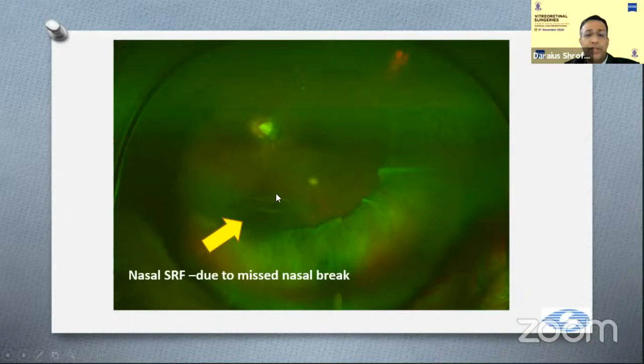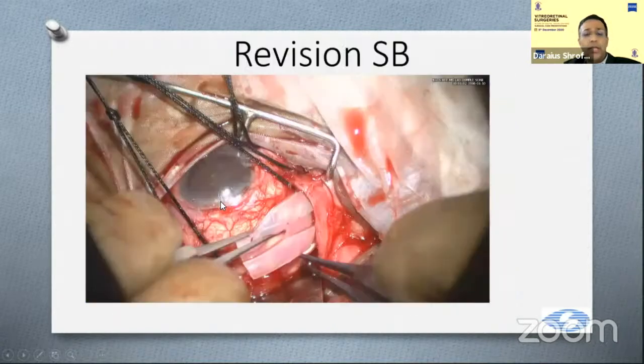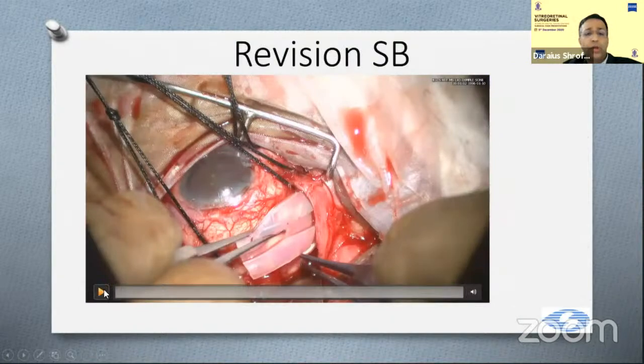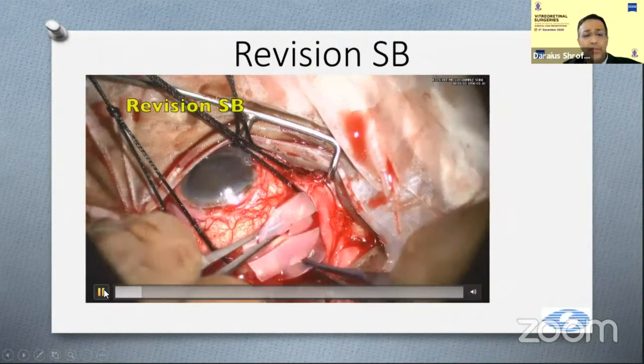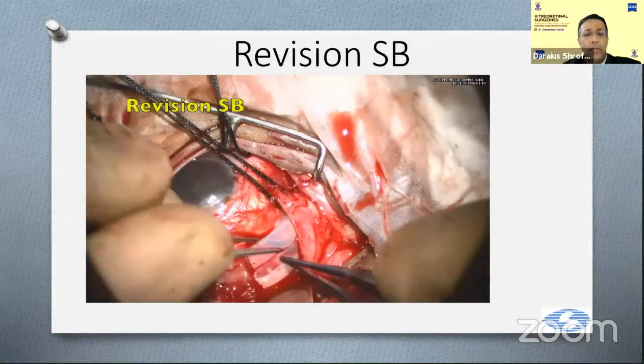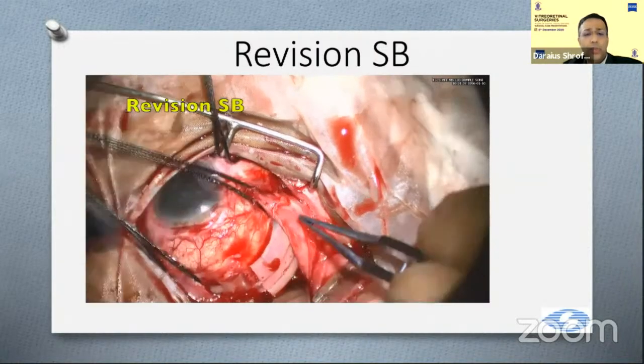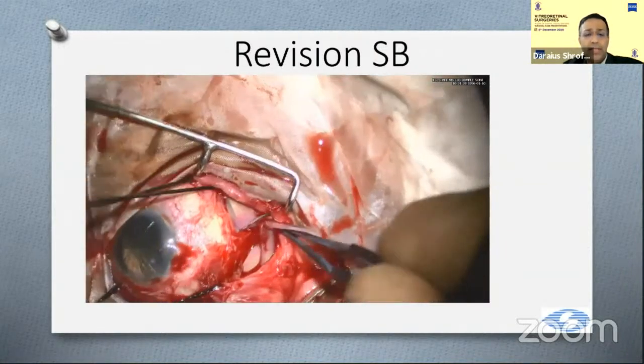After buckling, you can see the buckle effect, but the patient still had some nasal fluid. So we didn't really want to go for a vitrectomy or touch the lens. So you can see we did something which is very rarely done now. We did a revision buckle where a new buckle element was added. And this is the nasal quadrant.